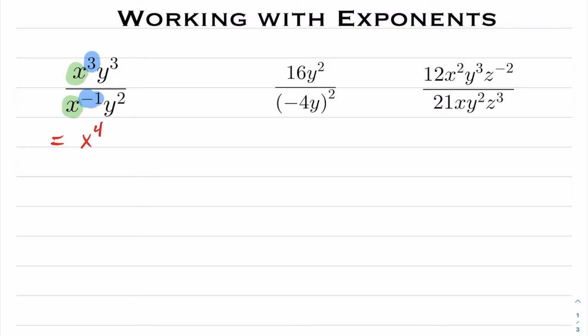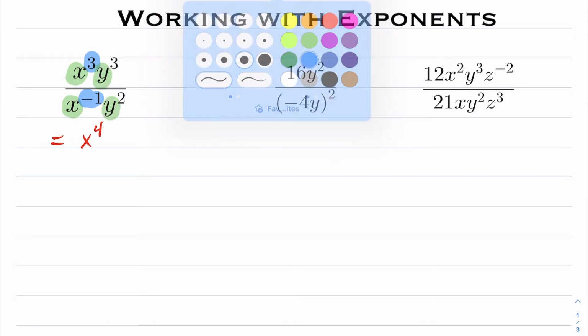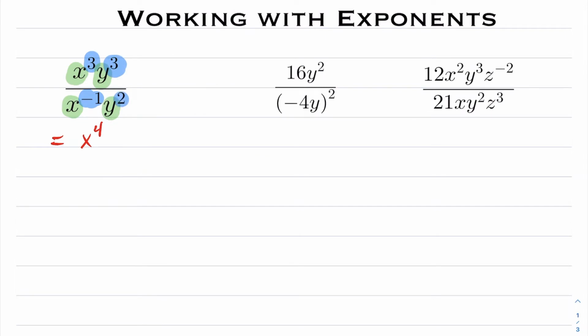Moving on, we now have a base of y, and we're dividing with the same base. Therefore we can subtract the exponents, the 3 and the 2, leaving us with y to the power 1, which typically people do not write the exponent of 1 for, and they'll just write it as x to the 4th times y.